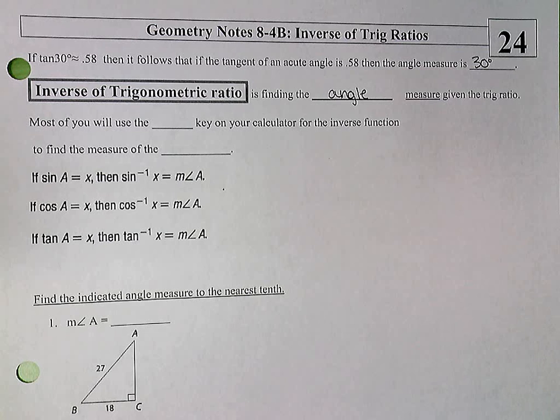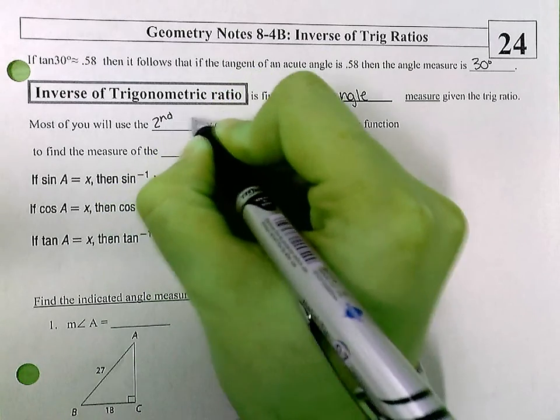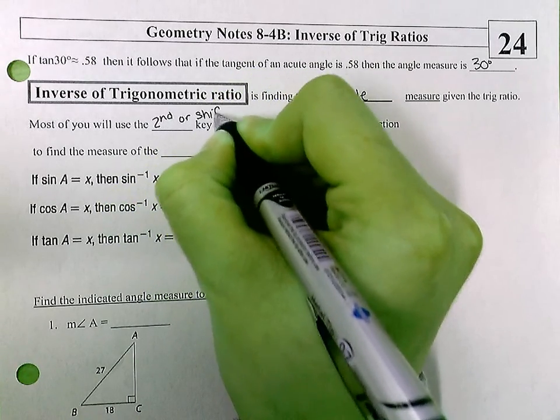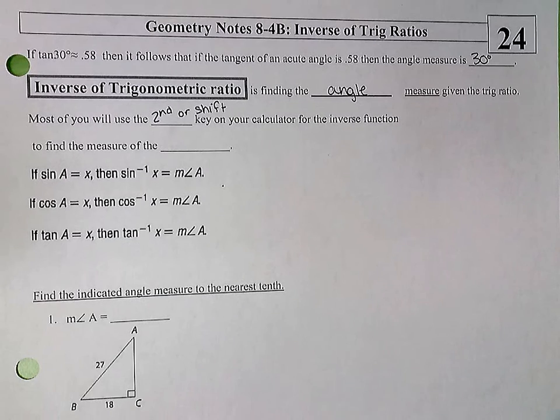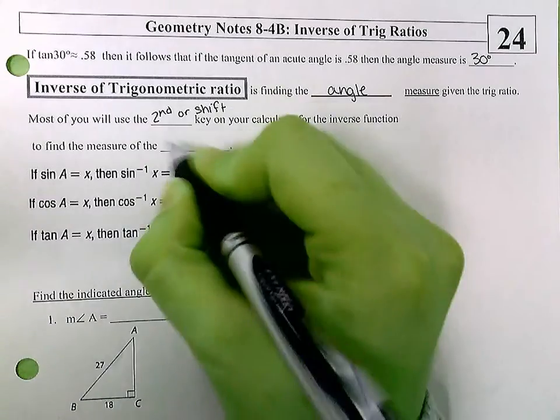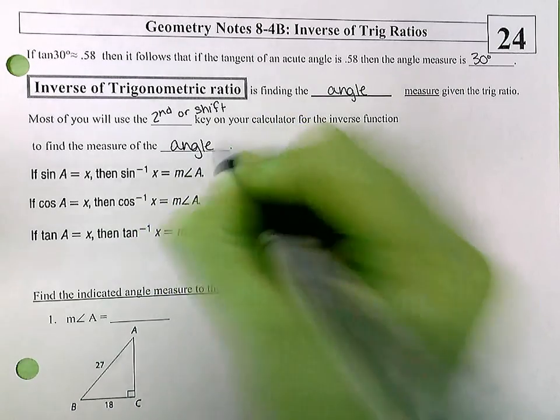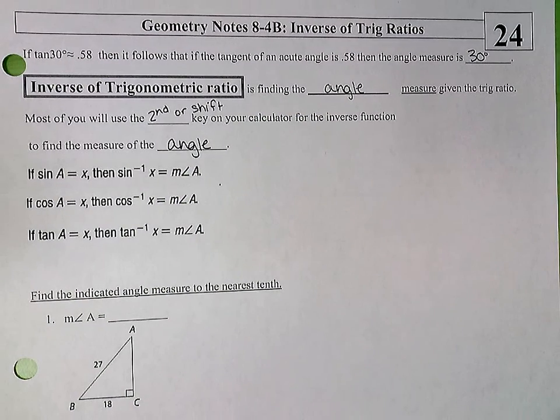So instead of finding the side of your right triangle, we're going to use our ratios of sides to find the angle instead. Most of you will use the second or shift key on your calculator for the inverse function. You're going to use that second or shift key to find the measure of the angle. So take out your calculator.